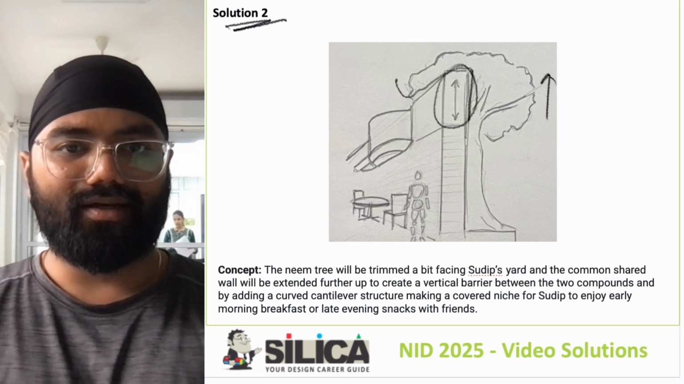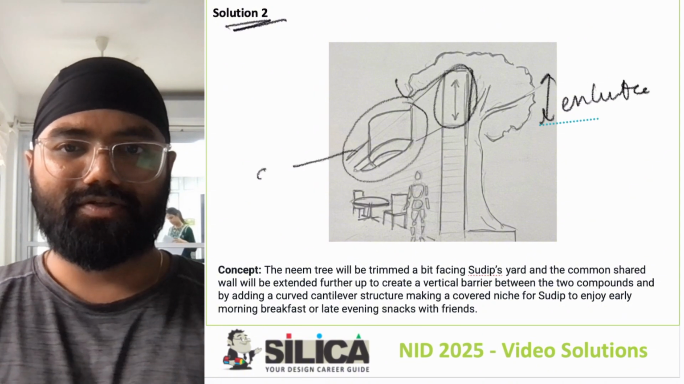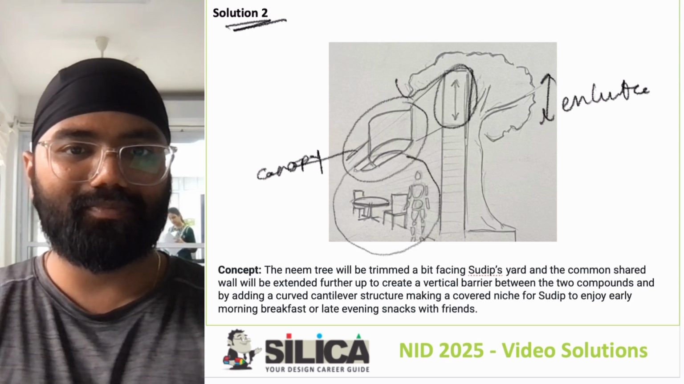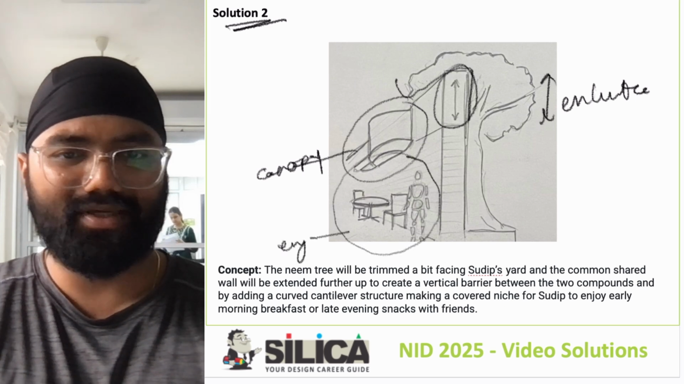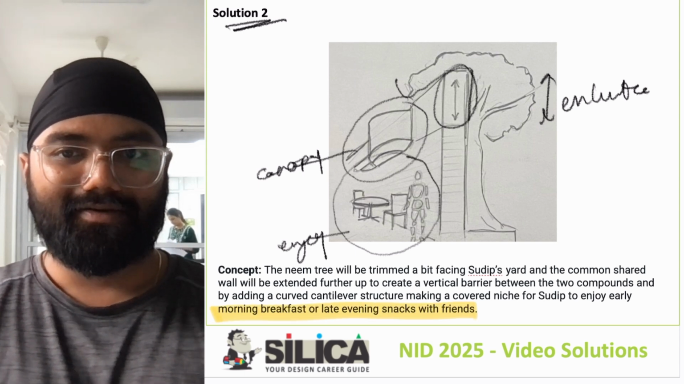The second solution is where the tree is slightly trimmed from Sudeep's side and the common wall is extended upwards. On top of that, a curved canopy is added to block the fallen leaves. So the space underneath turns into a cozy niche where Sudeep can enjoy his chai or an evening snack, maybe, without worrying about the mess above.